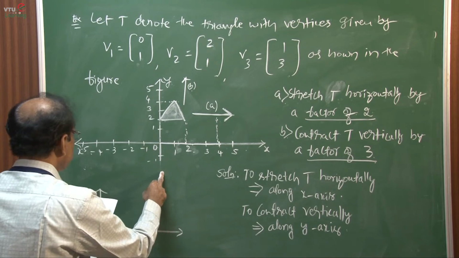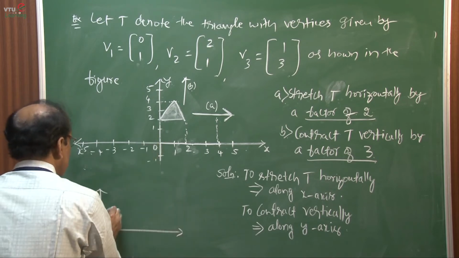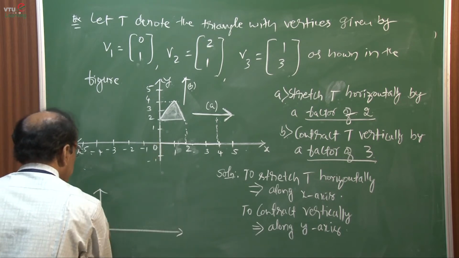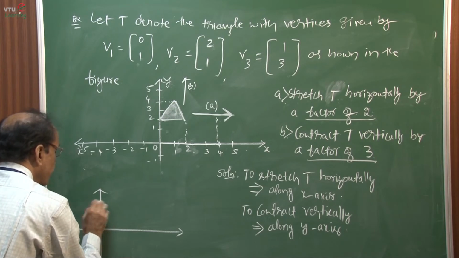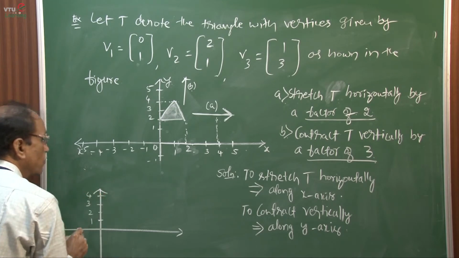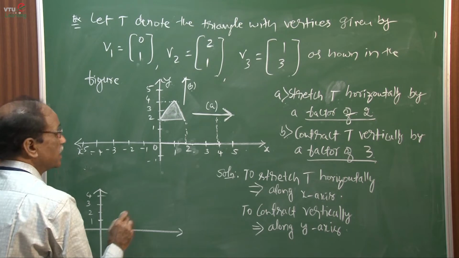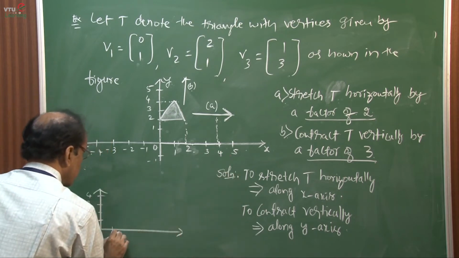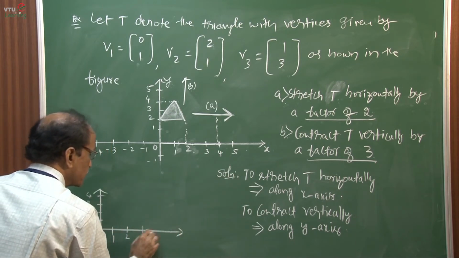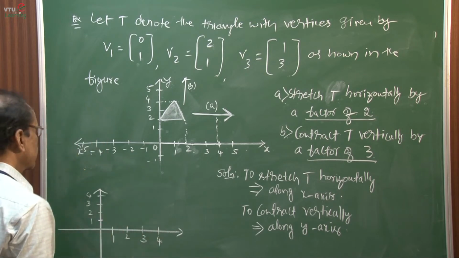So 1 contract by 3 means that from 1 here you can represent as 1, this is 2, this is 3 and this is 4, for example, and here I can restrict up to 4, that is 1, this is 2, this is 3 and this is 4. Okay.